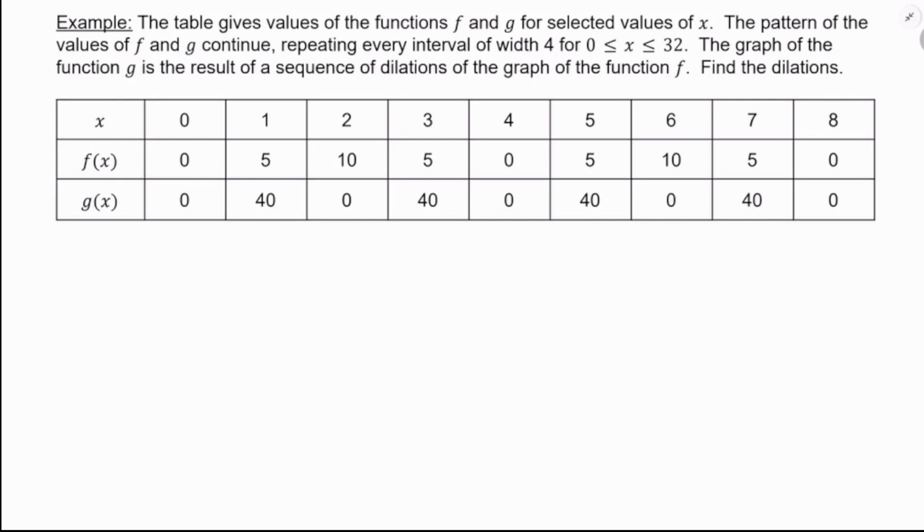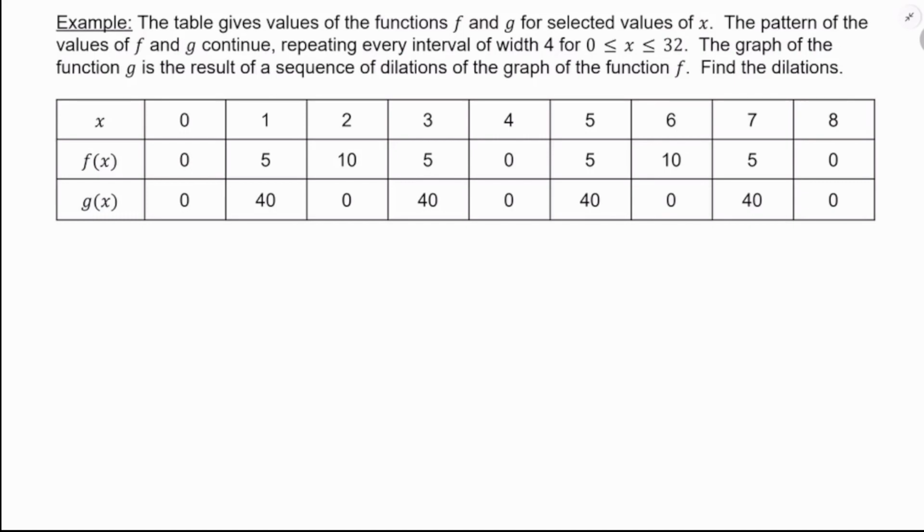So you see that f goes 0, 5, 10, 5, 0, and it's going to keep doing that all the way out to 32. So it's going to keep going up and down and up and down. G seems to go 0 to 40. So to me, it looks like that's either going to be a vertical dilation by a factor of 4 or maybe a vertical dilation by a factor of 8, but I'm not really sure.